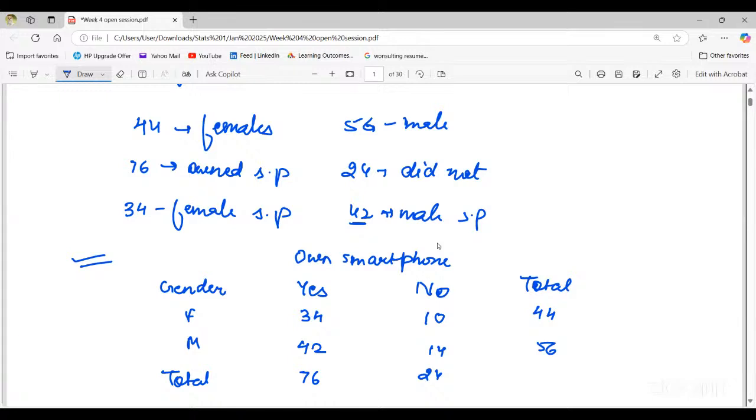In a contingency table, we have two variables, left and right, like yes and no. So we have two categorical variables, right? We are comparing gender versus owning a smartphone. So these are the two variables: this is variable 1 and this is variable 2. This variable is a nominal type, so we have female and male. Variable 2 is also a nominal type, so we have two types, yes or no.